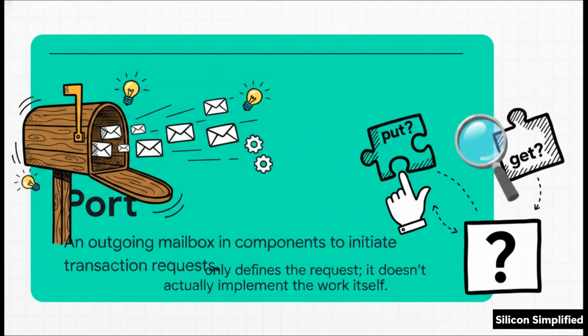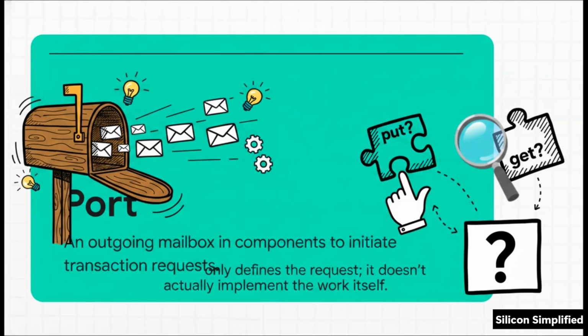First up is the port. A TLM port is essentially an outgoing mailbox. It's an object instantiated inside an initiator component, and it defines exactly what interface methods are required, something like a put or a get command. But here's the crucial part, and it's kind of like a puzzle piece. The port only defines the request.